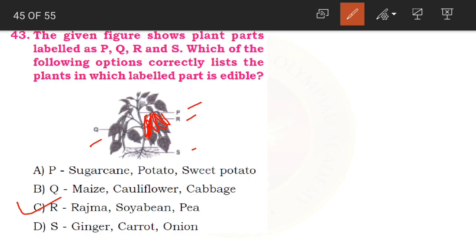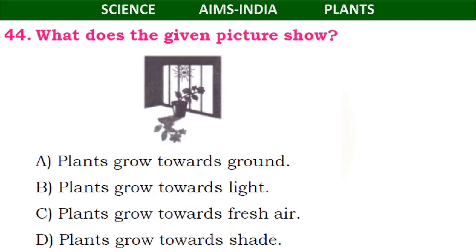Okay children, because you can see the soya bean tree, pea tree, this is rajma, so that type of tree. So because of that particular vegetable, this R part is edible. So that is why C option is correct. Now we'll go to the 44th question children.